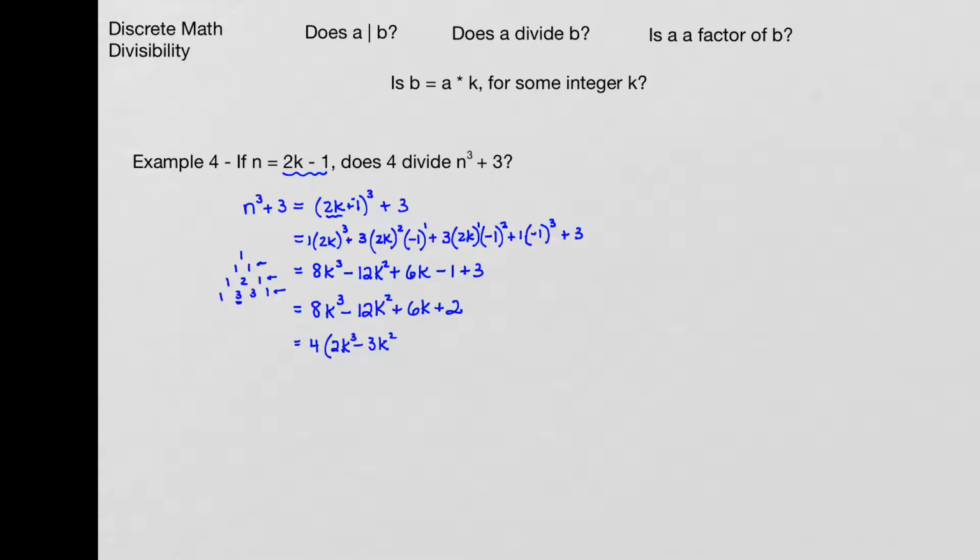So it looks good so far, but then we get to the 6k, and I can't do this and get an integer in here. So I would have 6 over 4, which is 3/2 k, not an integer. And then, of course, 2 divided by 4 gives me 1/2. So because these are not integers, the answer is no. And that's my final answer for that.